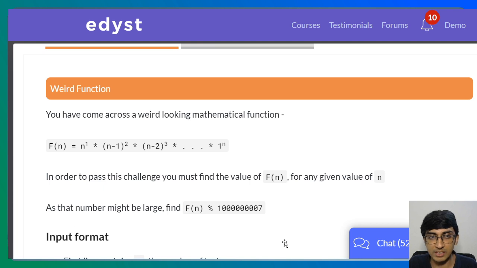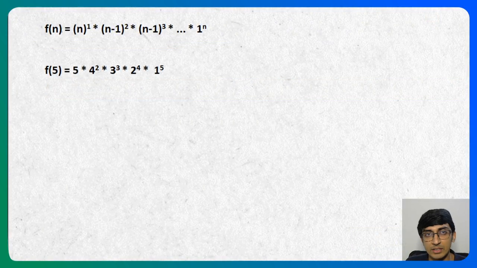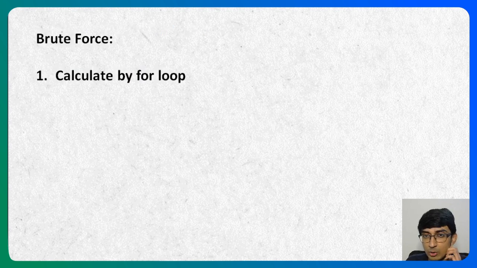So let's come back to our slides and understand what could be the next step. This is what it looks like for us, f of n, exactly what we saw right now. We did it for 4, but we can look at 5 as well. It'll be 5 raised to 1 into 4 square into 3 cube into 2 raised to 4 into 1 raised to 5. That is f of 5. For something as simple and trivial as this, the brute force approach would be just calculating with a for loop. You could find the answer by a for loop, but you'll get a time limit exceeded simply because there's just too much there.